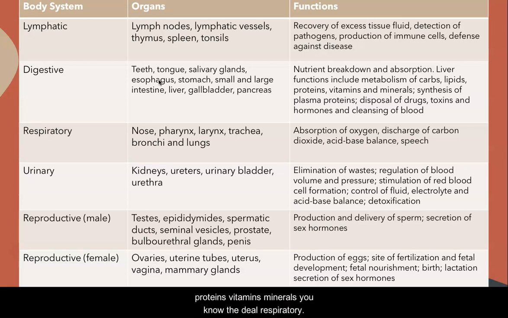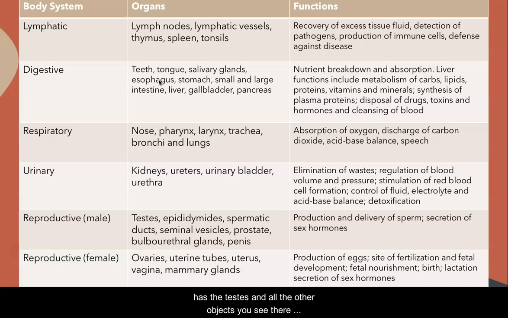You know the deal. Respiratory: your nose, your throat, your pharynx, larynx, trachea, bronchi, and lungs. Well, what do we do there? We absorb oxygen and get rid of carbon dioxide. Also speech. If you couldn't breathe, you couldn't talk. Urinary: kidneys, ureters, urinary bladder, and urethra. What do we do there? We eliminate waste. We also regulate blood volume and blood pressure. Cool stuff there. And then reproductive systems for male and female.